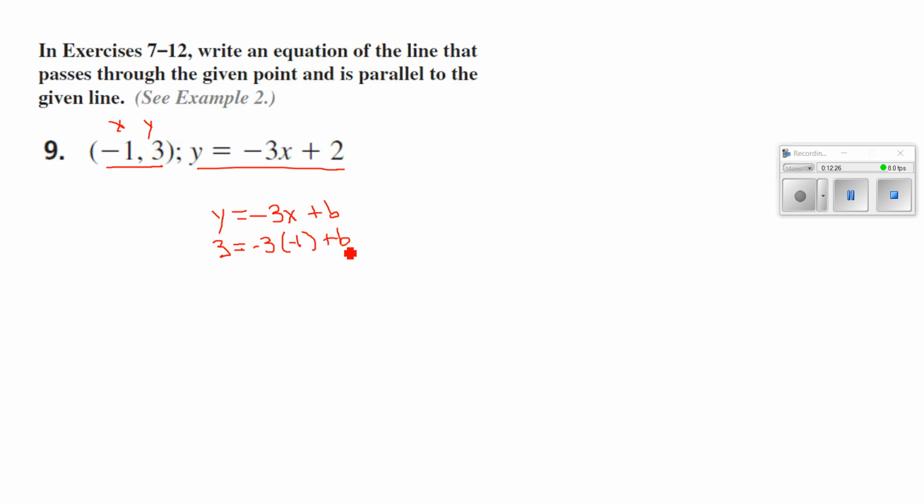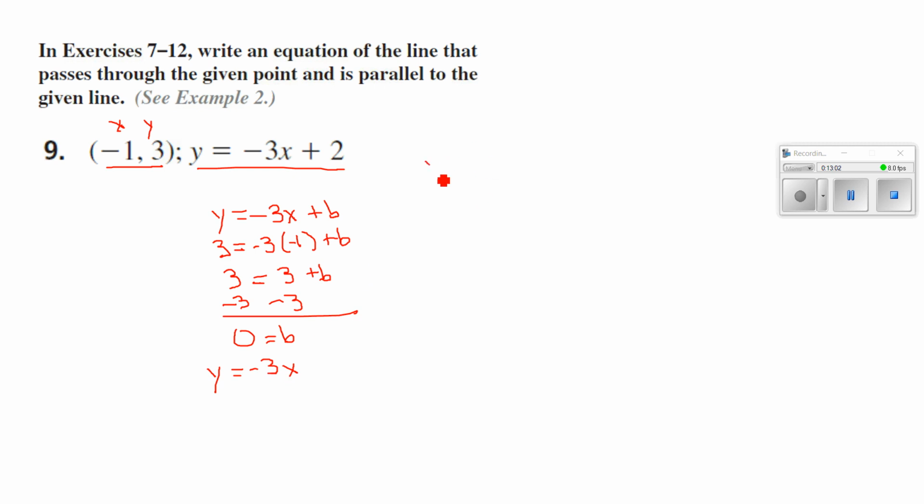All right, and then I'm going to put what 3 is equal to. A negative times a negative is a positive, and I would be subtracting 3 from both sides, and that means 0 is our y-intercept, where it crosses through x, or y at 0. So this would be written as y is equal to negative 3x, and that's it. There would be no adding 0 to it.